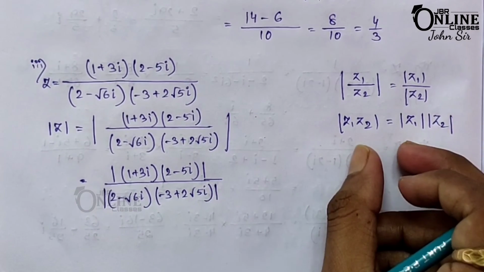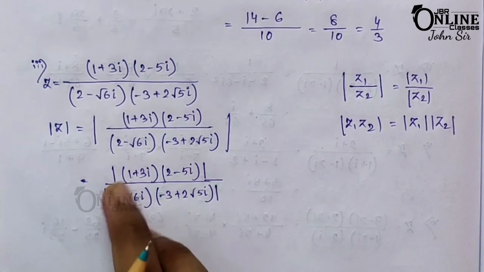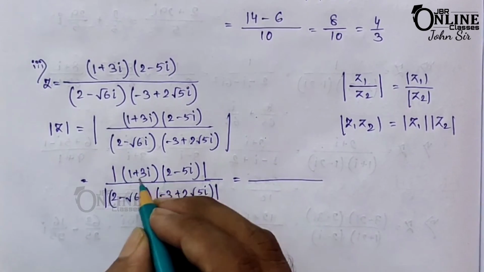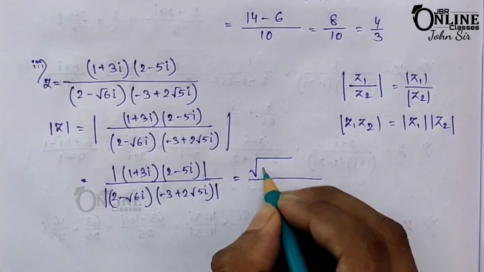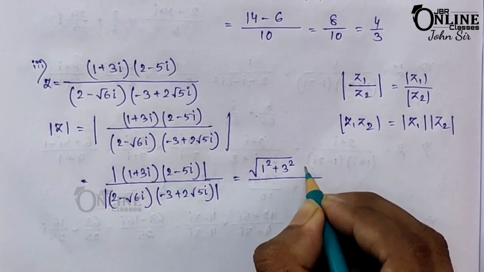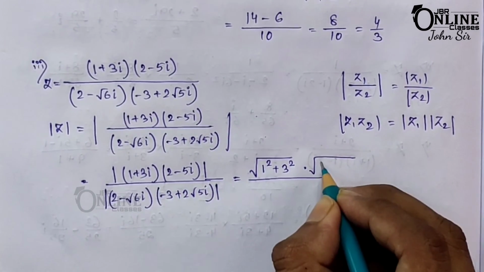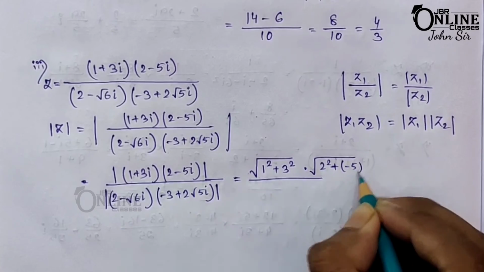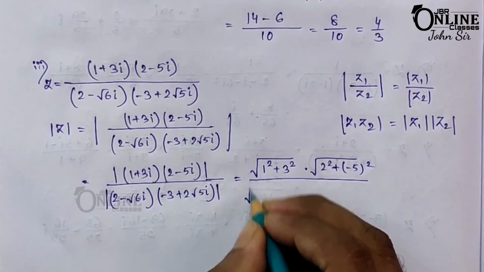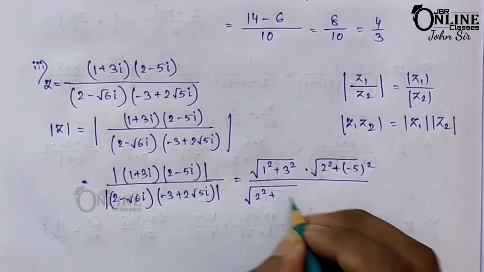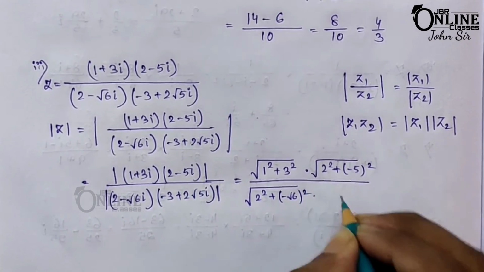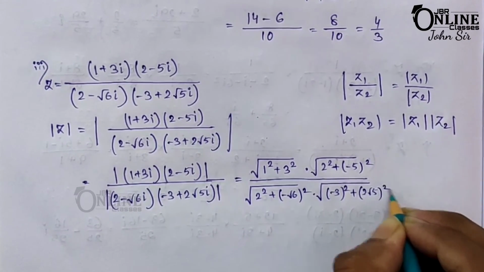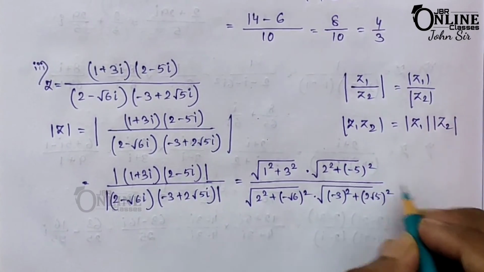Okay, so now here again you can apply these properties. Within mod, if this one equals z1 and this one equals z2, you first write down the mod of this one. The mod of 1 plus 3i will be root over 1 square plus 3 square, and again the mod of the second one will be root over 2 square plus minus 5 whole square. Now the lower one will also be the mod of this one, so root over 2 square plus minus root 6 whole square, again root over minus 3 whole square plus 2 root 5 whole square. Okay, it's very easy.